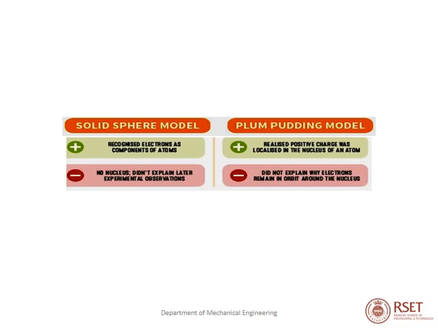Then the second model, the plum pudding model. This model realized positive charge was localized in the nucleus of an atom. But it still didn't explain why electrons remain in orbit around the nucleus. There was no orbit. He was just making a point that the electrons would be moving around, like a pudding type of model he made. There was no fixed path.